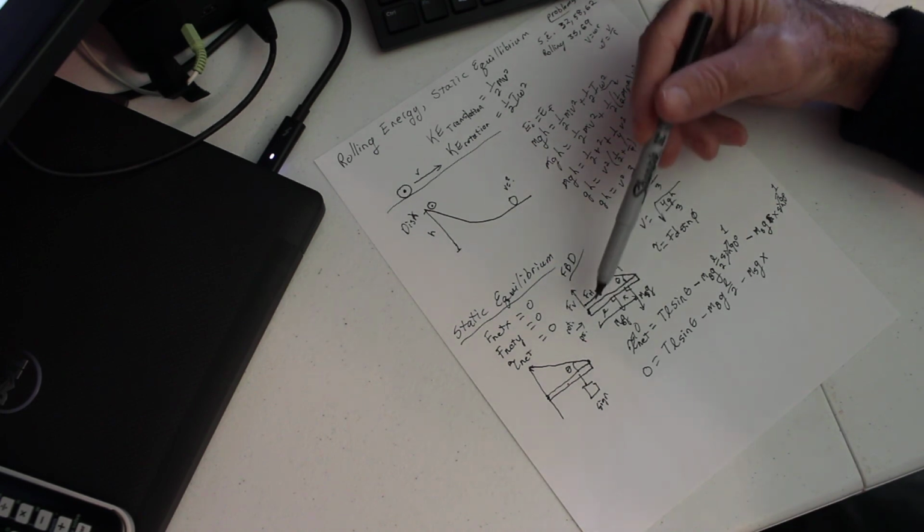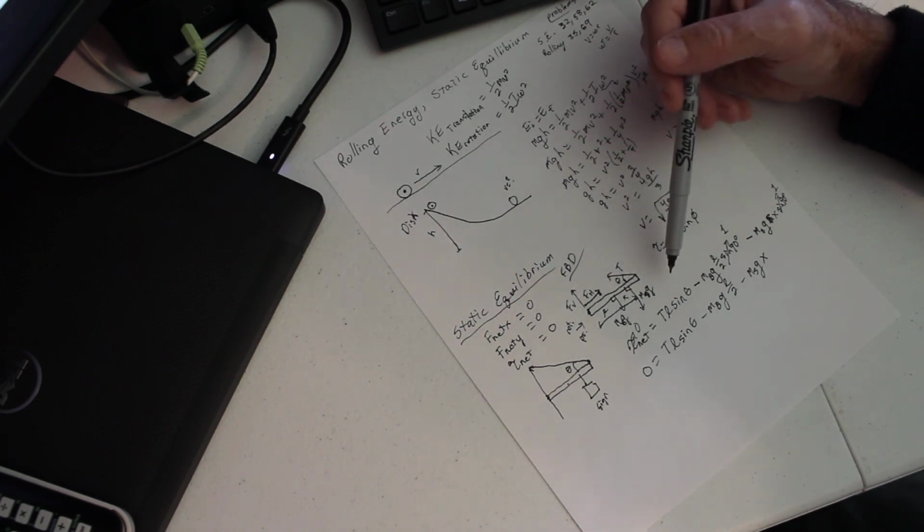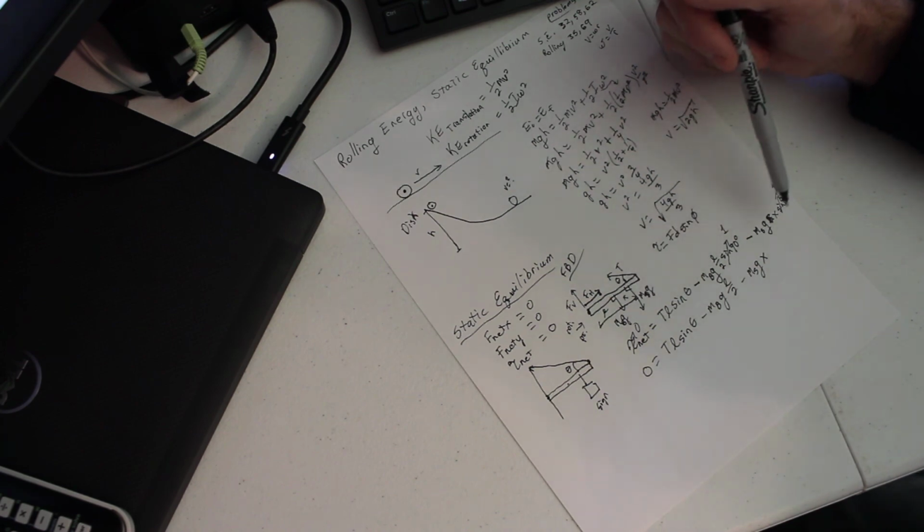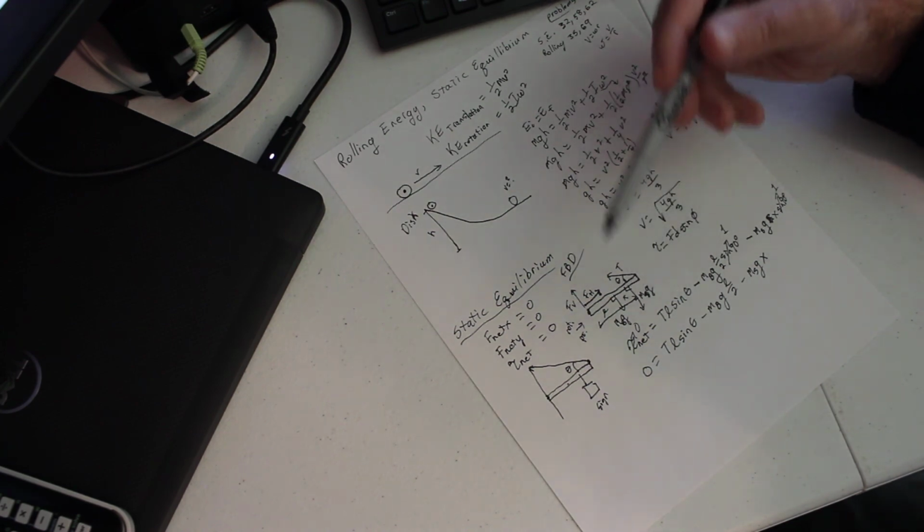But this is how you set these problems up. You draw a free body, what we call an extended free body diagram, and then you map out all the torques, depending on whether it goes positive or negative.